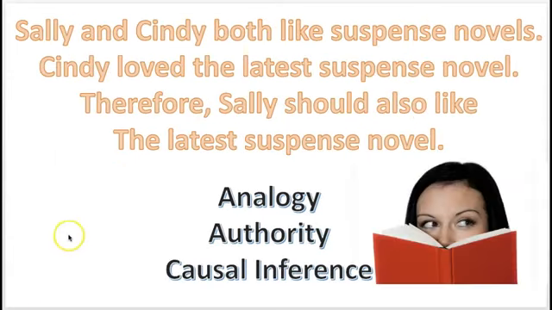Here is another practice problem. What type of inductive argument is this? Sally and Cindy both like suspense novels. Cindy just loved the latest suspense novel. Therefore, Sally should also like the latest suspense novel. Is this an argument from analogy, authority, or causal inference? The answer is, you're right. It's an argument based on an analogy. The conclusion depends on the similarities between Sally and Cindy.